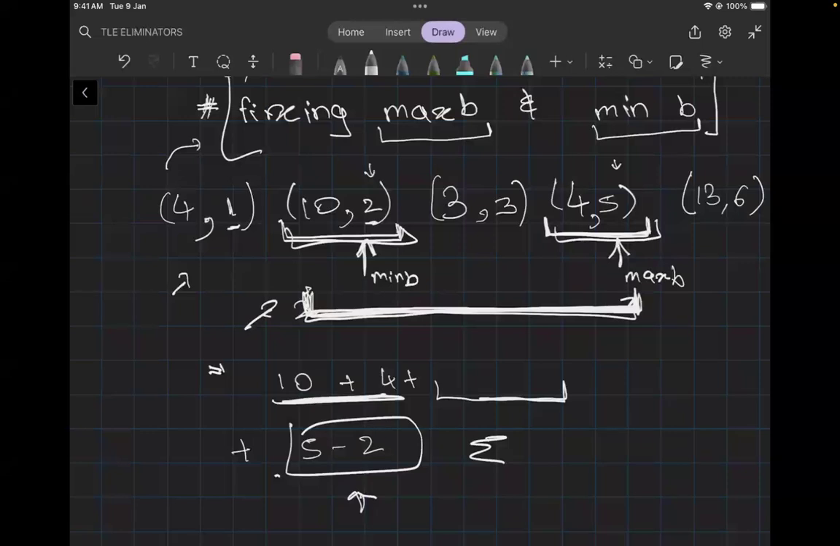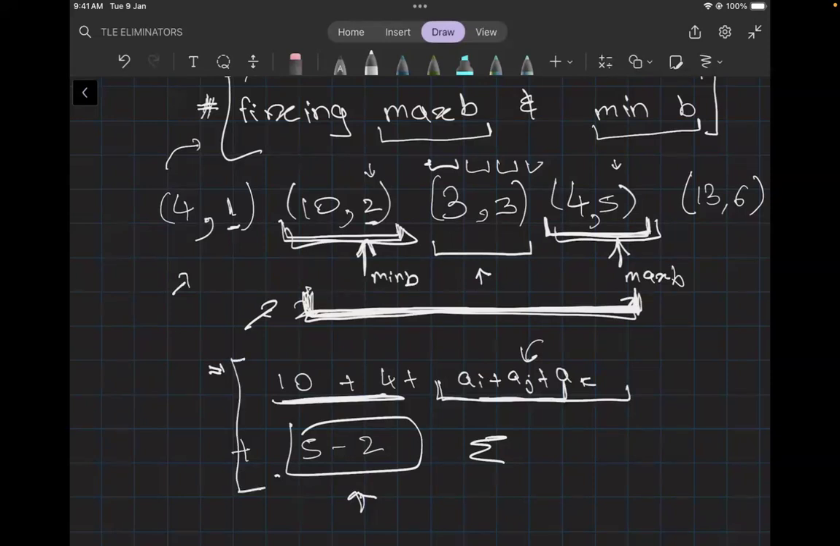Now, we have some elements in the middle. Here there is only one, but let's say there were 10 elements in the middle, okay? You had to pick as many elements as possible such that their sum of AI, whatever you picked, AI, AJ, AK, whatever, is smaller than or equal to L. What do you do? Tell me, guys, what do you do?